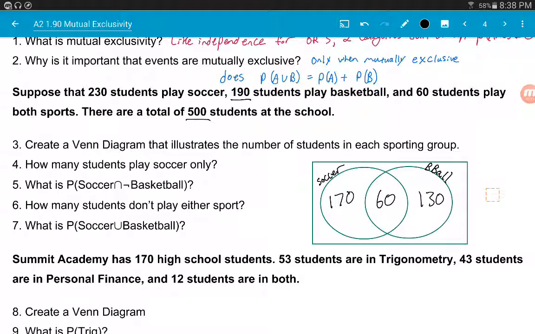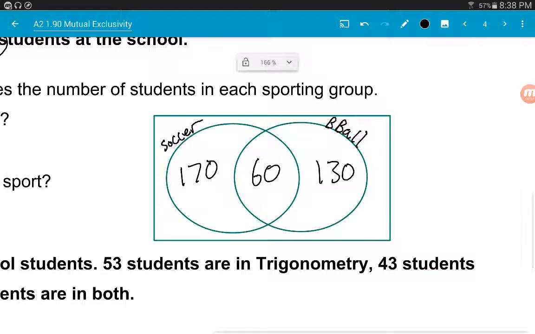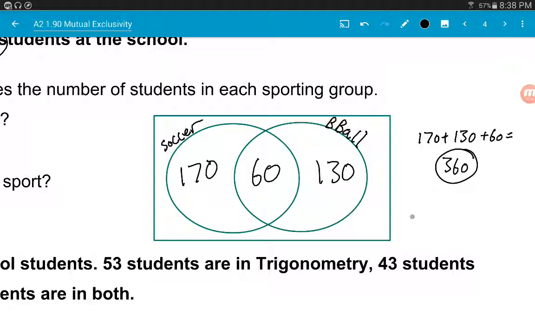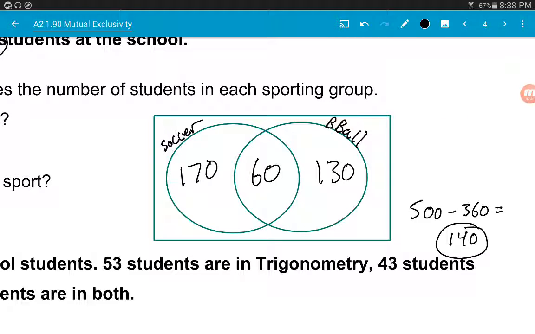And now the last number that needs to come into play is the total number, which is 500 students. If I add these up, 170 plus 130 plus 60, I get 360 students. Well, that's not enough. There's supposed to be 500. So what's the difference? 500 minus 360 is 140 students that are unaccounted for. Those are just students who aren't athletes, and they go on the outside.